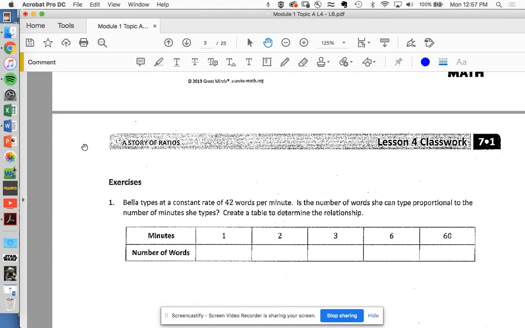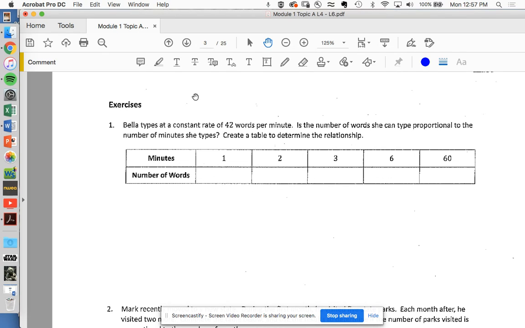All right, next page. Bella types at a constant rate of 42 words per minute. There's an important phrase in there, 2 words, constant rate of 42 words per minute. So every minute she types, how many words does she type? 42.